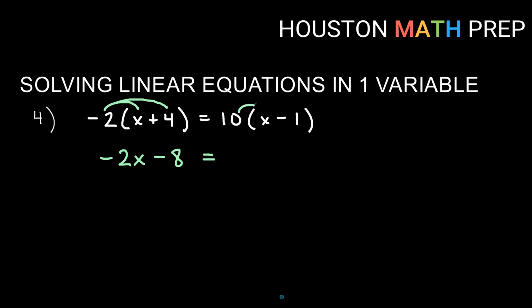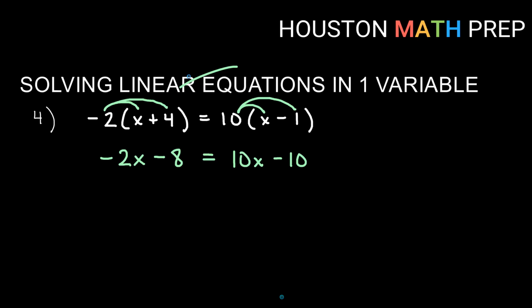On the right side, we'd have to distribute the 10 into each of those terms. So 10 times x would give us 10x. 10 times negative 1 is minus 10. And now we're at the point that looks very similar to how we started the last problem. I have x's on both sides. I need to get those all together, combine them. You can move it to either side. I'm going to go ahead and move the x's to the right side this time, just so you can see it a little bit differently.